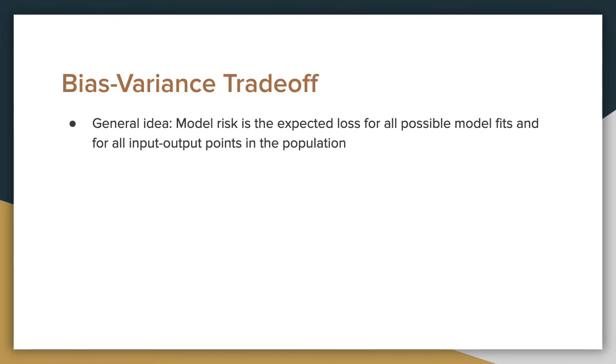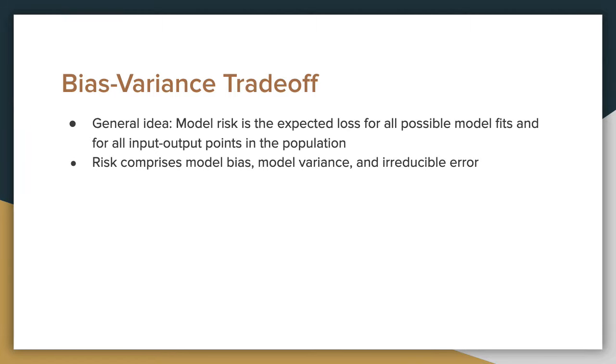To understand the bias variance trade-off, you just want to understand what your model risk is. Your model risk is the expected loss for all the input and output points in the population. So for every different model and for all your input output points, the expected loss across all of that is your risk, and your risk is something you want to be minimizing. Here we talk about risk instead of just loss because we're talking about multiple models. You talk about loss in the context of a specific model, but now we're talking about all possible model fits, so we move on and generalize to risk.